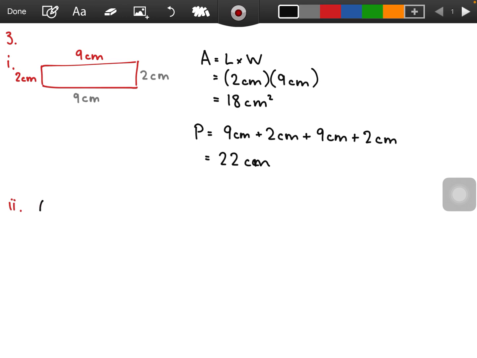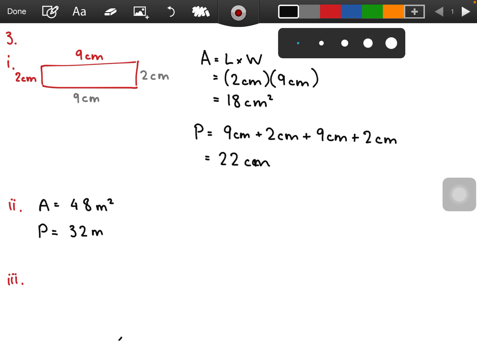So for part 2 then, just to check our answers, we'll get 12 times 4 as the area for the one in part 2. So it will be 48 meters squared. Okay, so the lengths were in meters, so the area is in meters squared. And then for the perimeter, we have to add 12 plus 12 plus 4 plus 4, so that we get 32 meters.